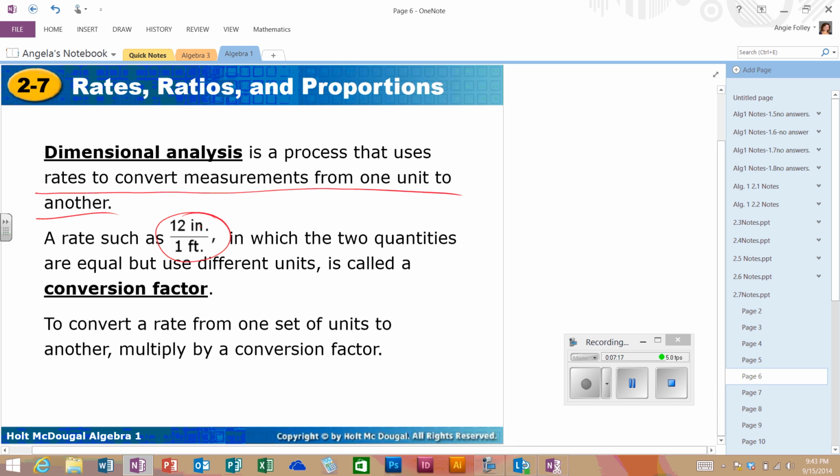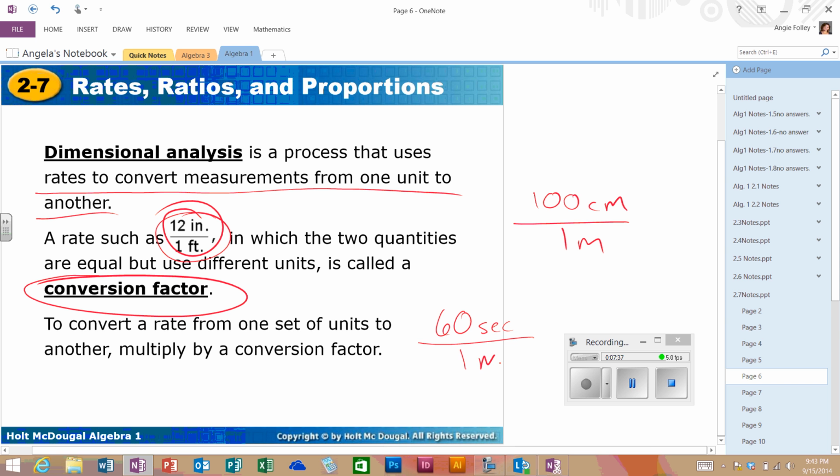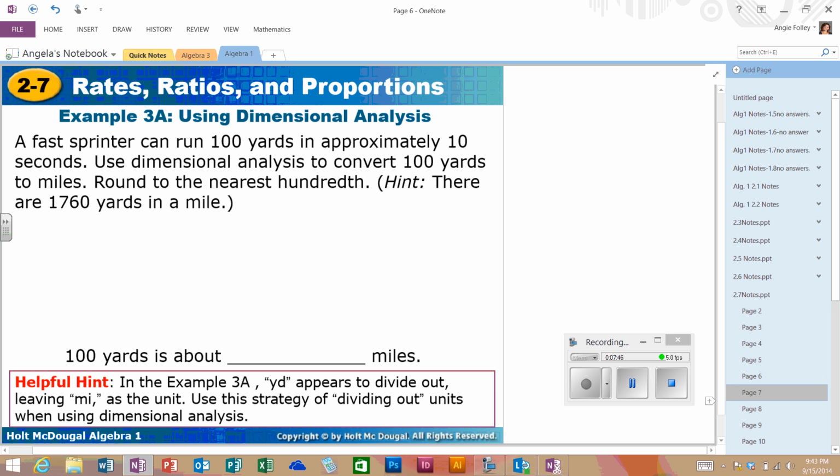For example, if I have 12 inches to 1 foot, where the quantities are equal but different units, this would be called a conversion factor. A conversion factor is anything that tells us what's equal. So there are 12 inches in a foot. There are 100 centimeters in 1 meter. There are 60 seconds in 1 minute. These are all conversion factors, okay? We need those to convert rates from one unit to other units. So you're going to need to know your conversion factors.